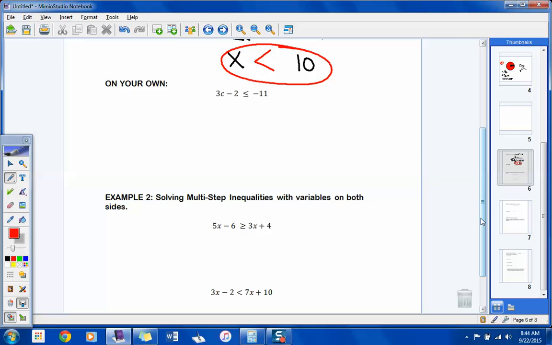I got a volunteer that wants to come up and give this a shot for me. Jacob, you want to come up and do that for me? Jacob, make sure you give me an explanation so I know what I'm doing here when I try to do these problems today, all right?